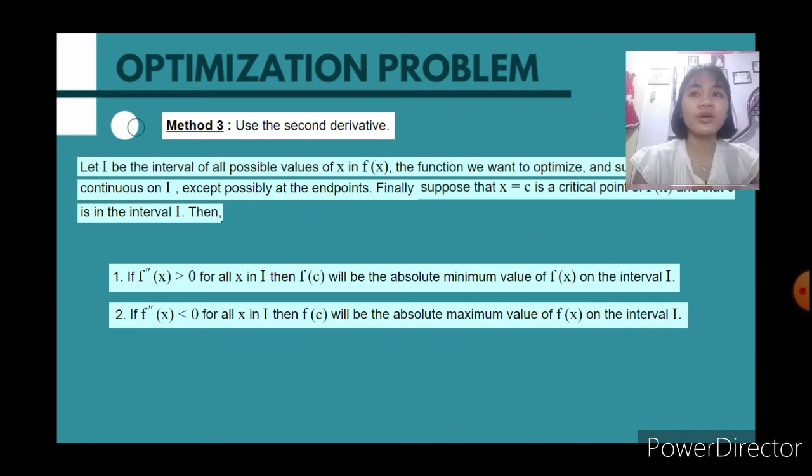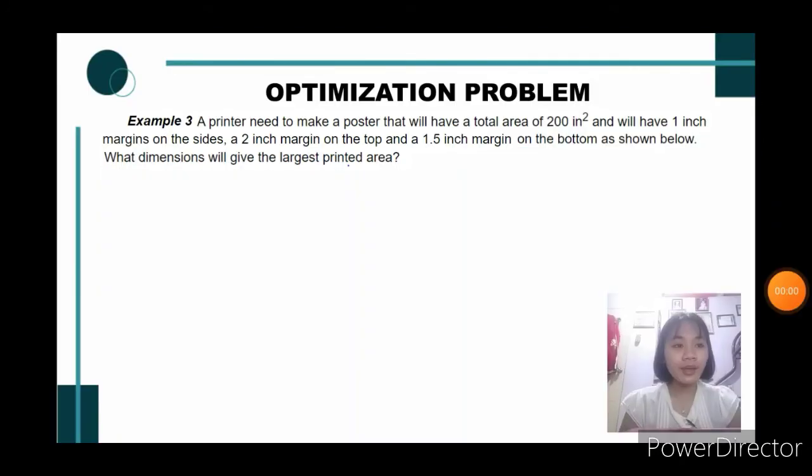So let's work some more examples. So let's try this example. A printer needs to make a poster that will have a total area of 200 inches squared and will have a 1 inch margin on the sides, a 2-inch margin on the top, and a 1.5-inch margin on the bottom, as shown below. What dimension will give the largest printed area?